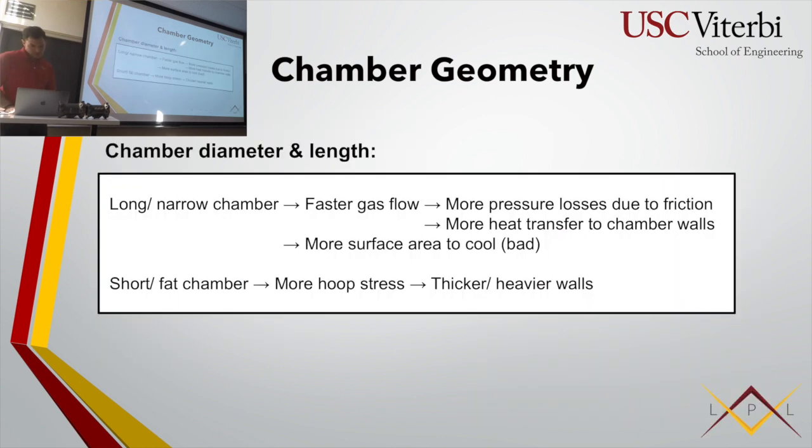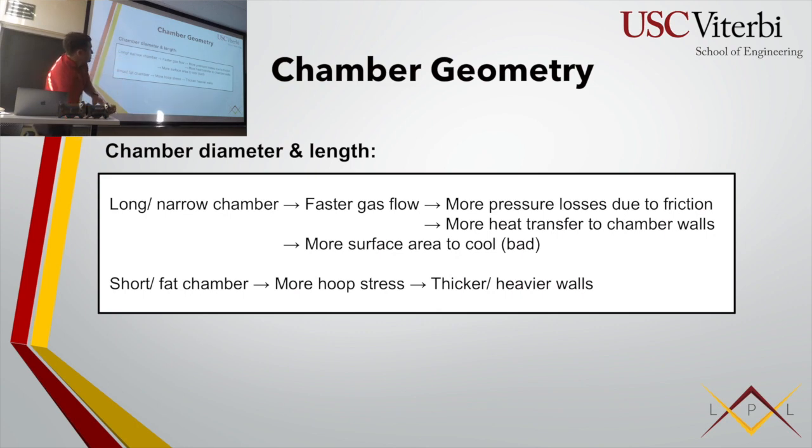So these are kind of the design trade-offs. If you have a very long and narrow chamber versus a short and fat chamber, that just means your volume, right? You'll have your area times your length. So if you have a very long but short area, this is what happens. This is sort of the result.